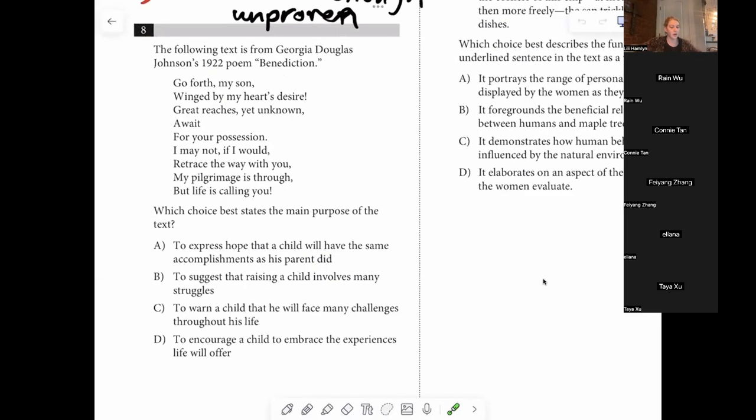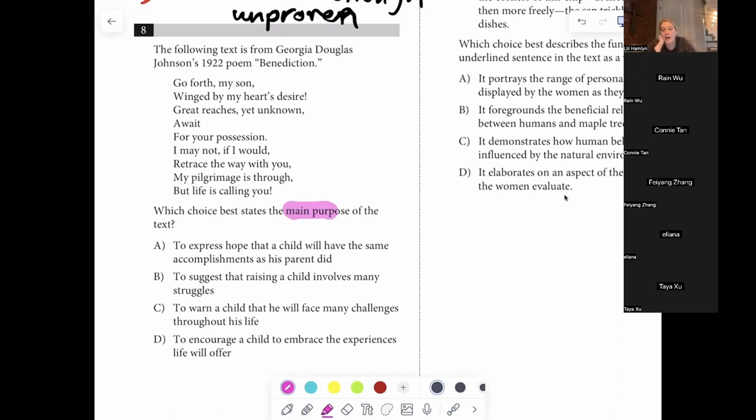All right, so as we can see with this first one here, it's a main purpose one, so that's what we're looking for. The following text is from Georgia Douglas Johnson's 1922 poem, Benediction. Which choice best states the main purpose of the text? Go forth, my son, winged by my heart's desire, great reaches yet unknown await for your possession. I may not, if I would, retrace the way with you. My pilgrimage is through, but life is calling you.